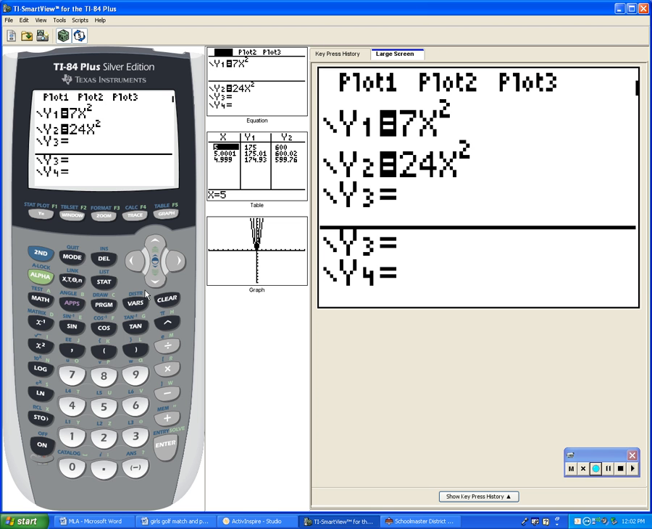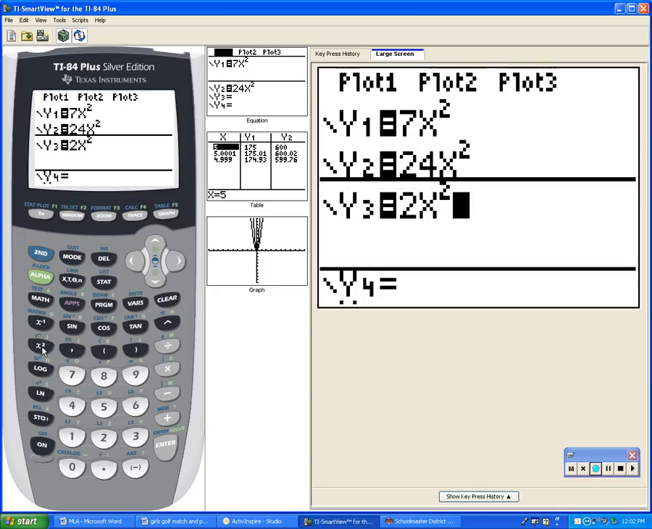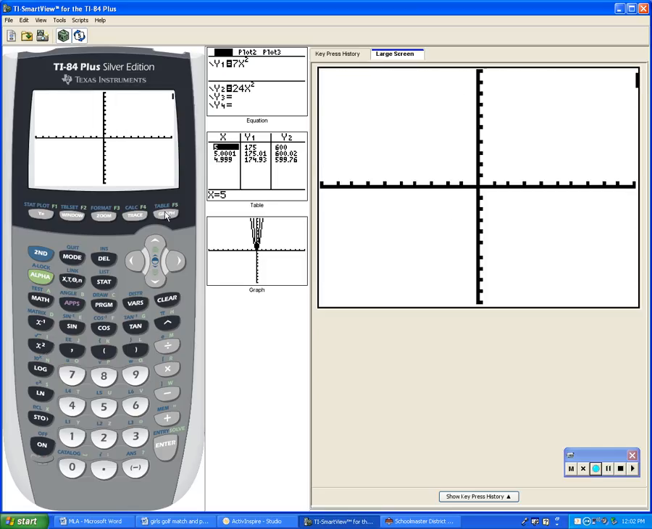So Lexi says, what about 2x squared? What do you think this graph is going to look like? It's going to be wider. So here's my first one, there's another one that's skinnier than that, and then there's 2x squared, which is even wider. All right, good question.